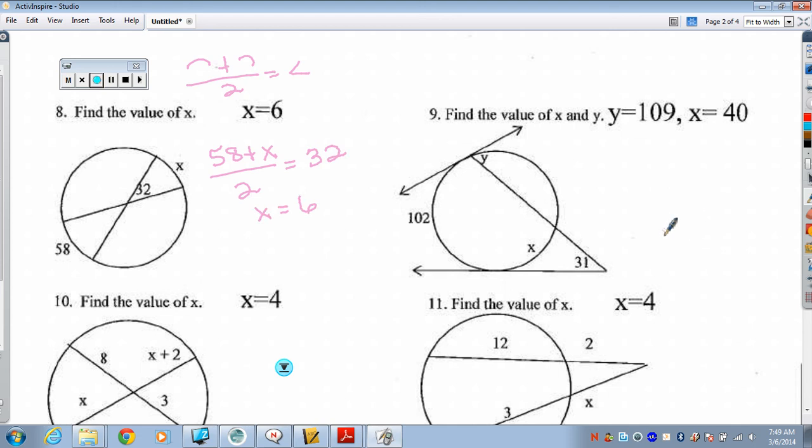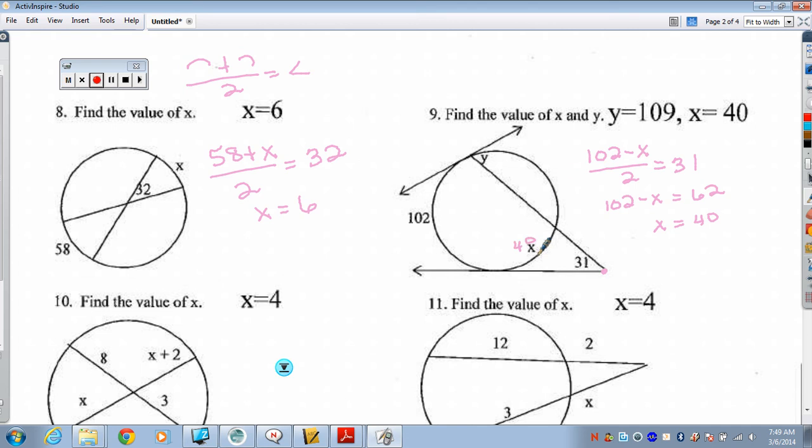This one over here, the angle is outside, the vertex is outside the circle. Again, that's the big arc minus the small arc, so 102 minus x divided by 2 equals 31. Well, let's do this. 102 minus x equals 62. X equals 40 degrees. So this is 40 degrees.